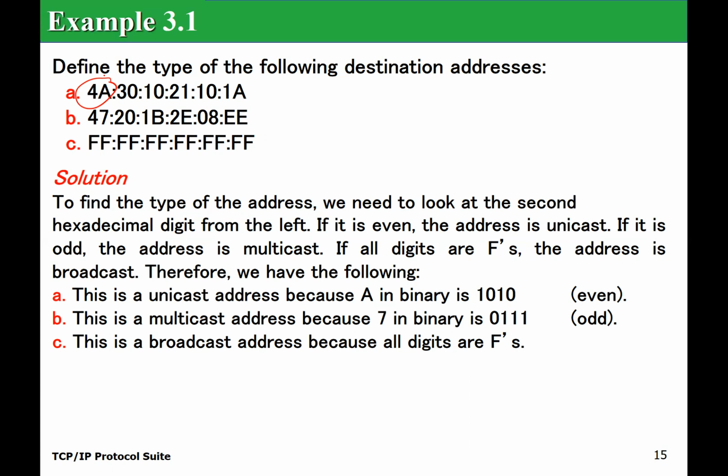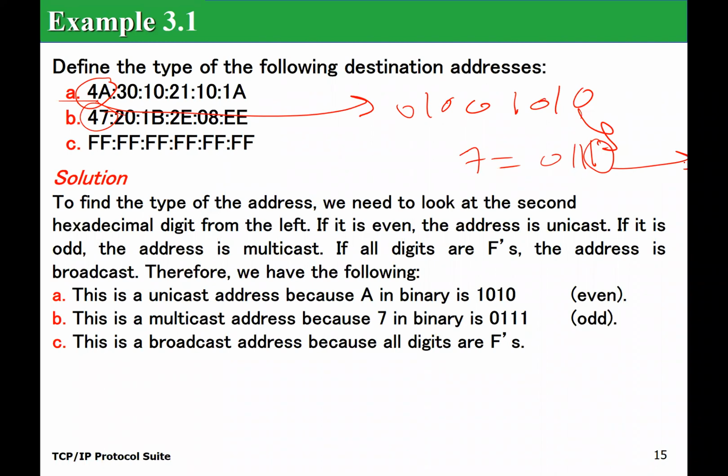So again, let me repeat that. 4A translates to 0, 1, 0, 0 and 1, 0, 1, 0. So I'm looking for the last bit, which is 0. That's a unicast. When I look at 47, the 7 equals 0, 1, 1, 1, so the last bit is 1. That means it's a multicast. And finally, when everything is F, that will be a broadcast.